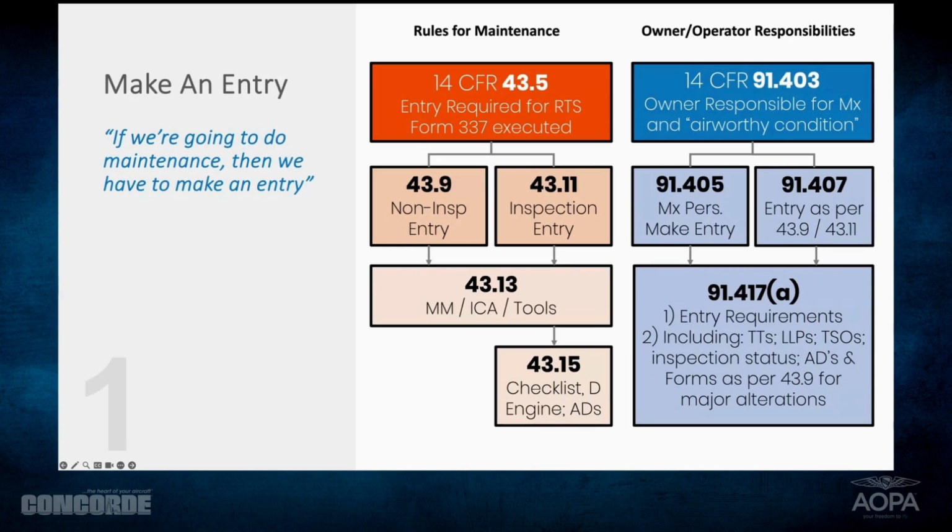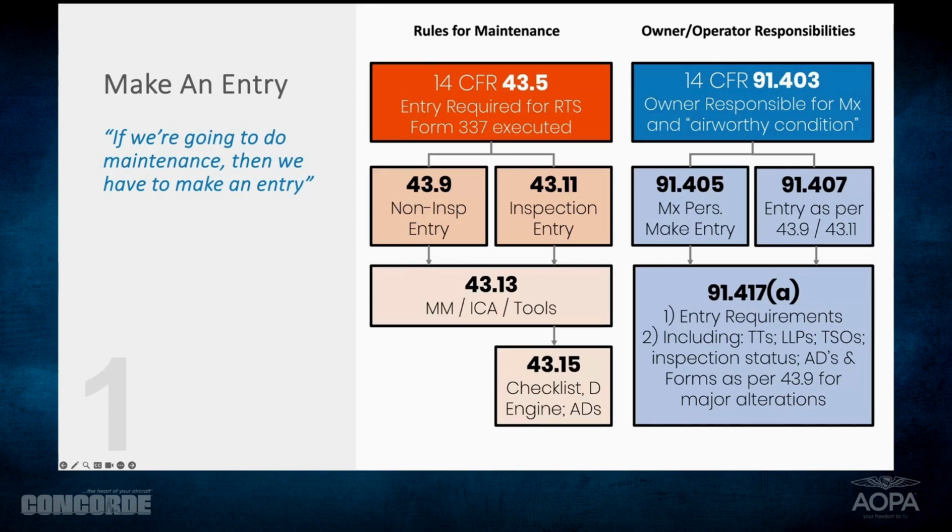43.15, how we do inspections. We're going to reference a checklist. We're going to do the scope of Appendix D. We're going to do engine checks. We're going to make sure we cover all airworthiness items, including ADs. All of that's on the left. This is how we do maintenance, right? Part 43.